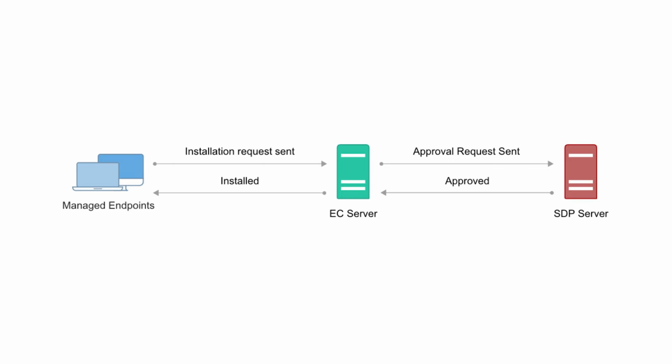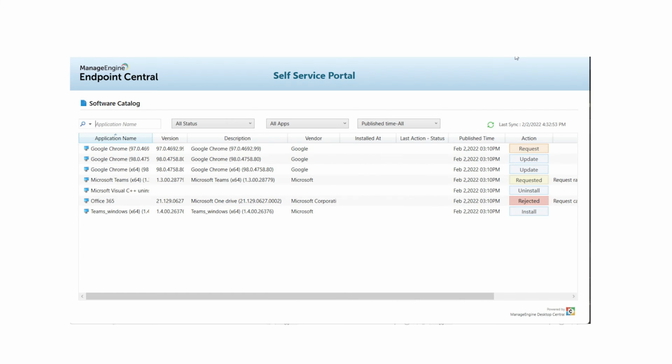Once it is approved, it will reach our Endpoint Central server, and then it will reach the endpoints where the end user will be able to install the application. You can see on the right, the last one is install. That means it has already been approved and installed on the computer. You can also see other options here: request, so someone has already requested, and also requested and rejected options. That means someone has requested, but the administrator has rejected.